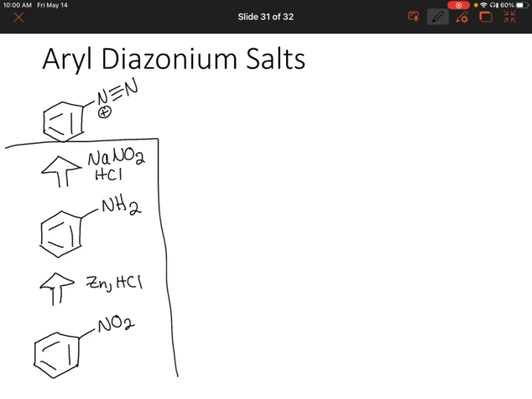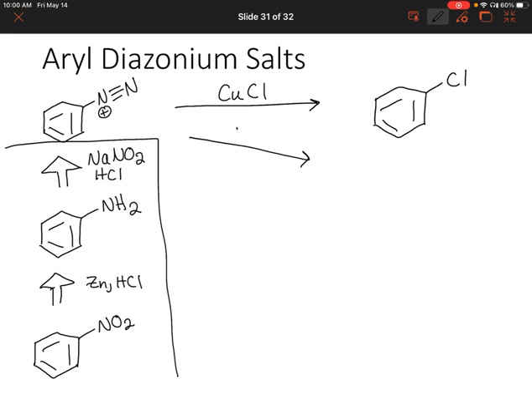But let's focus on some of the reactions that we can perform with this diazonium salt. So there are a lot of different copper-containing reagents we could use, like copper 1 chloride. And this is actually going to replace our N2 group with a chlorine. You could also do the same thing with copper 1 bromide, and that would replace the N2 group with bromine.